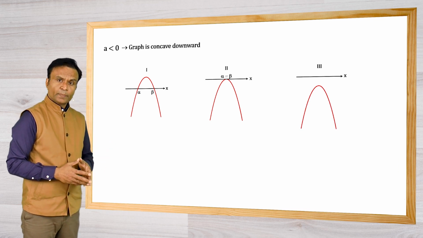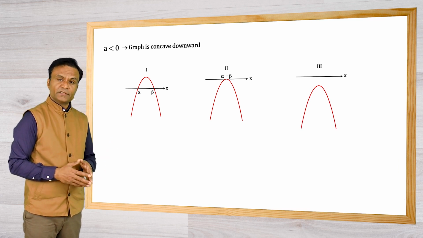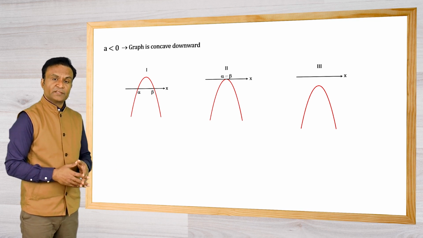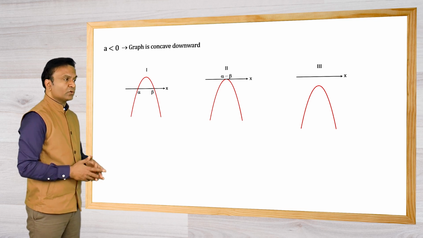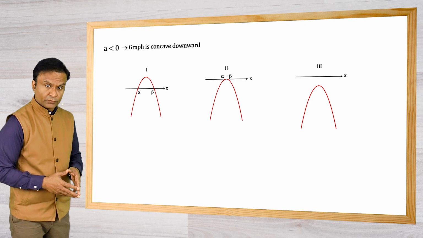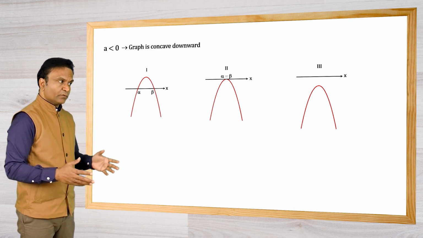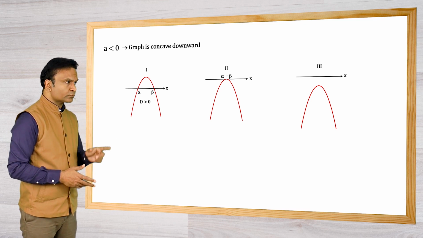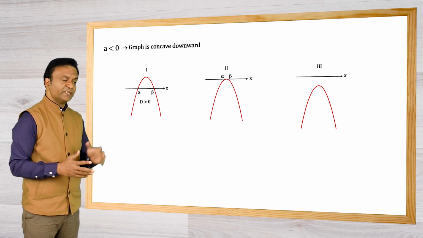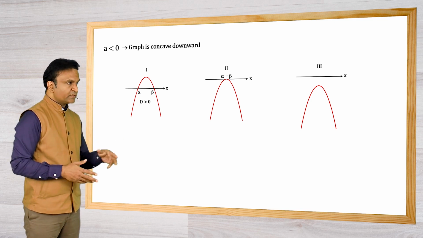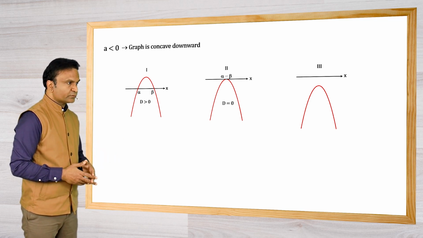In the first figure, the graph is intersecting the x-axis at two distinct points, where the value of x is alpha and beta, which are roots of the equation ax square plus bx plus c is equal to 0. Obviously in this case, discriminant is greater than 0. In the second figure, where the graph is touching the x-axis, the roots are coincident, so discriminant is equal to 0.